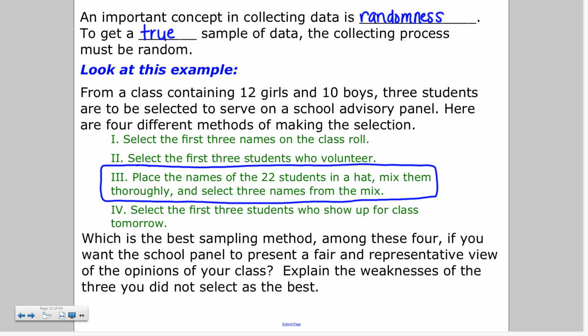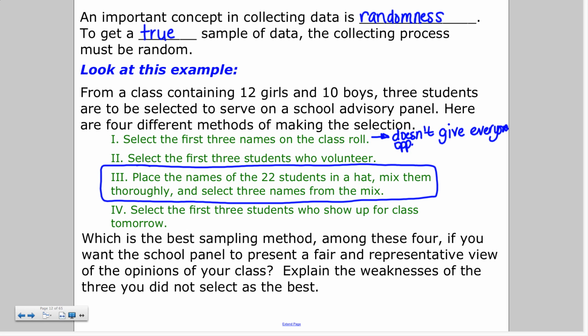Now, we've got to figure out what's wrong with these other three, though. So the first one, if we pick the first three people on the roll, it doesn't give everyone the opportunity, because of the people at the bottom of the list. And again, it's because those at the bottom of the list, they can't help what their last name is.